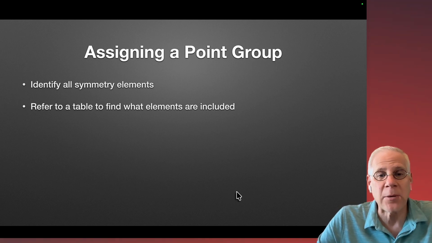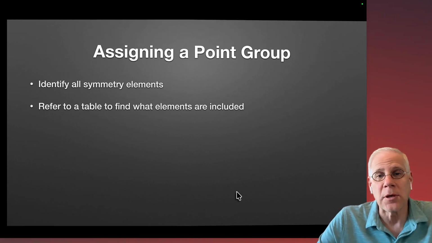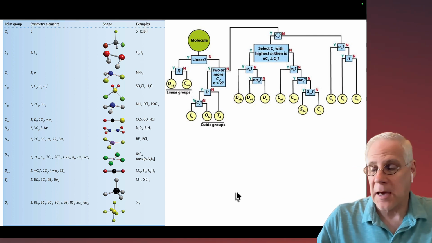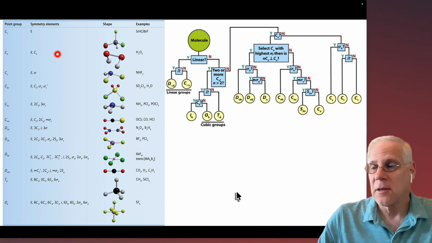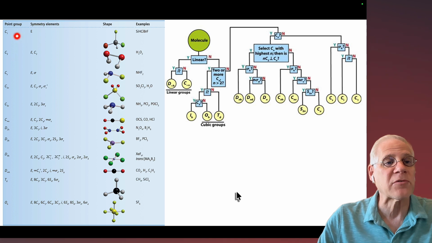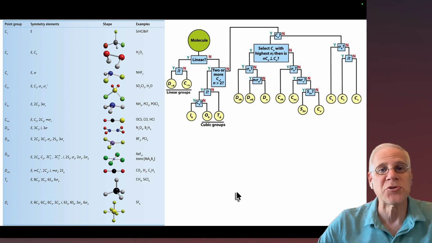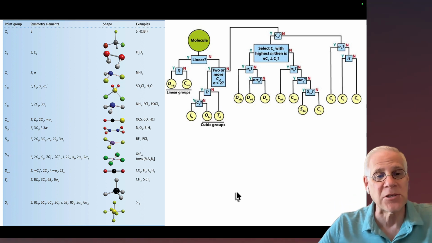Or you can refer to a table to find out what elements are included for each individual point group. So here we have a couple different ways. We have a table here that lists various point groups. So C1, C2, Cs, C2v, C3v, C infinity v. These all sound kind of foreign, I know. You'll get used to using these terms as we start to get into symmetry a little bit more.